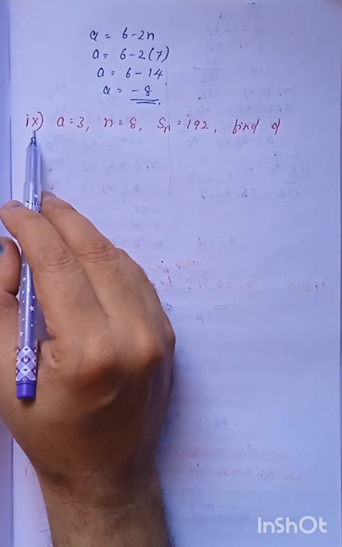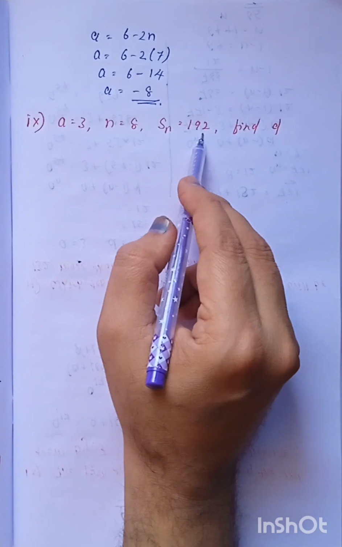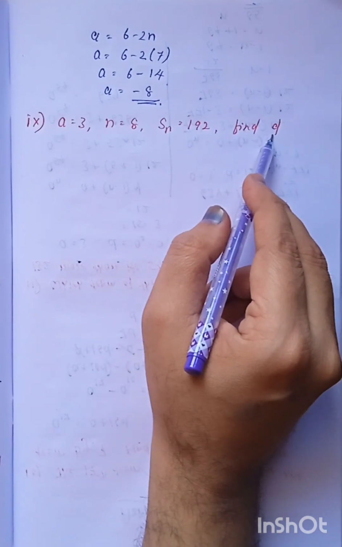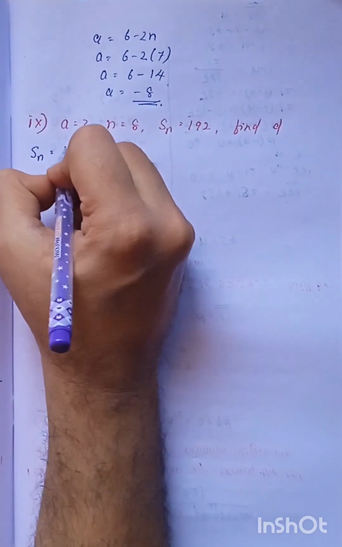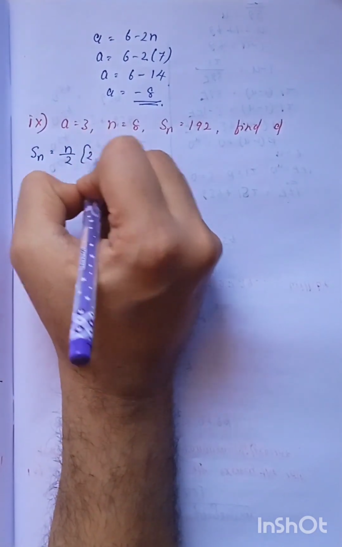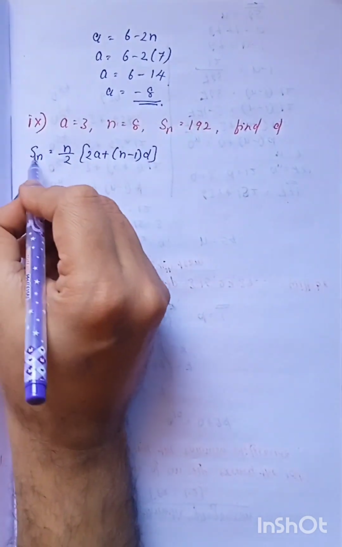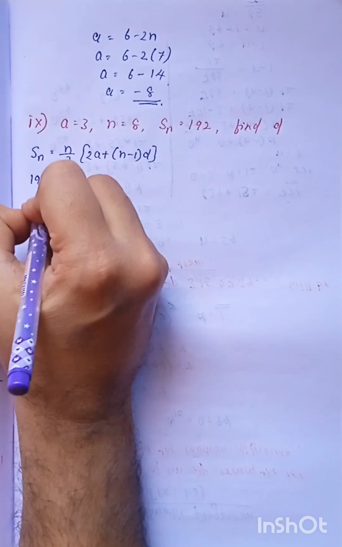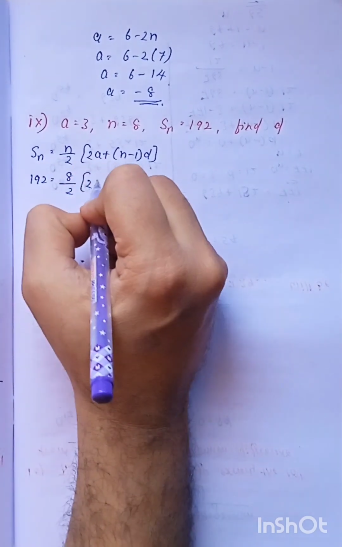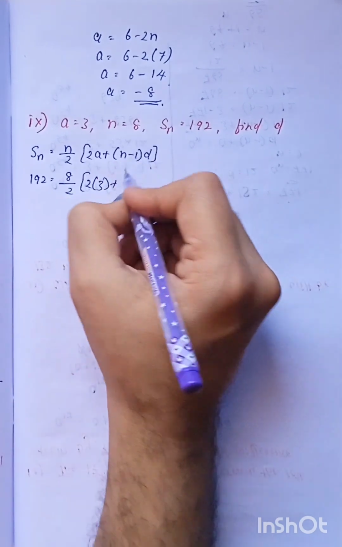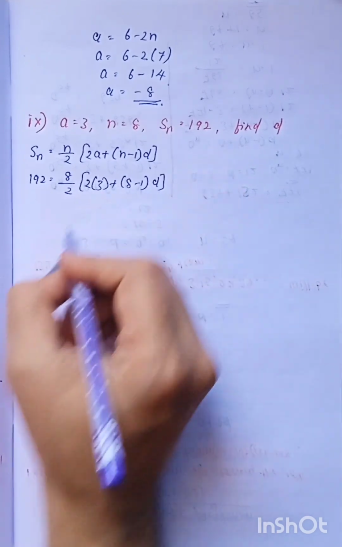Let's learn the ninth problem. a equals 3, n equals 8, Sn equals 192, and find d. With the help of this formula, Sn equals n by 2 into 2a plus n minus 1 into d. Sn means 192, n means 8 by 2, 2 of 3 plus 8 minus 1 into d as it is.